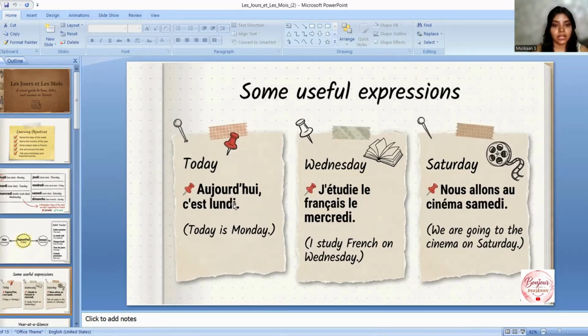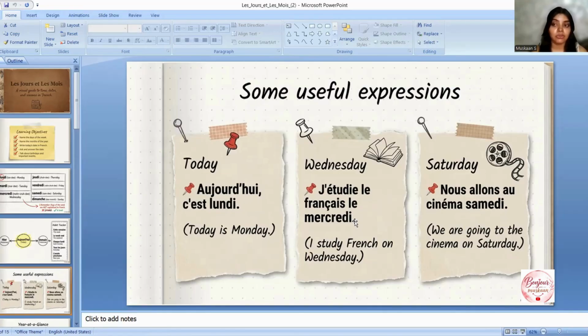Aujourd'hui, we already know it is today. And c'est lundi, Monday. So today is Monday. Now next is j'étudie le français le mercredi. I study French on Wednesday. So j'étudie means I study, le français French, le mercredi Wednesday.